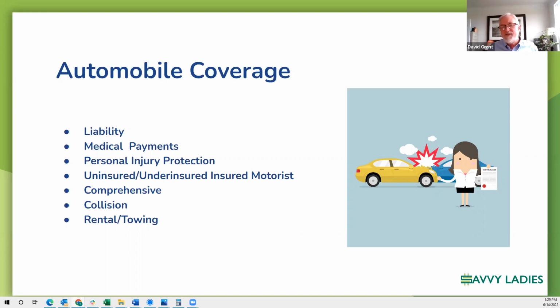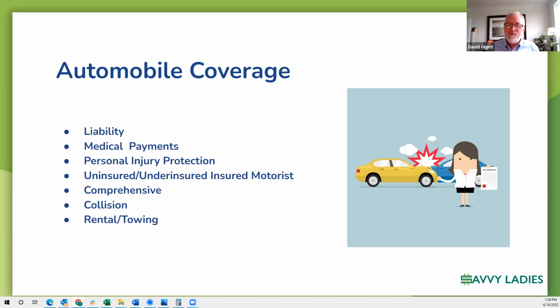Some insurance policies will be written on a split limit, meaning that there's one limit for bodily injury, another limit for property damage, but they can also be written on a combined single limit. So all bodily injury and property damage comes out of one limit.